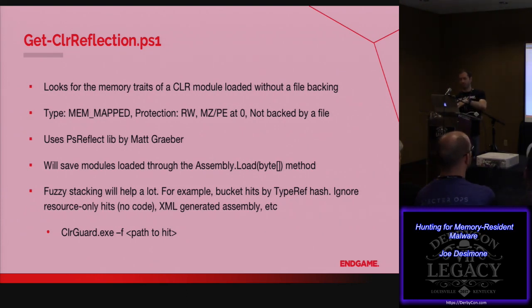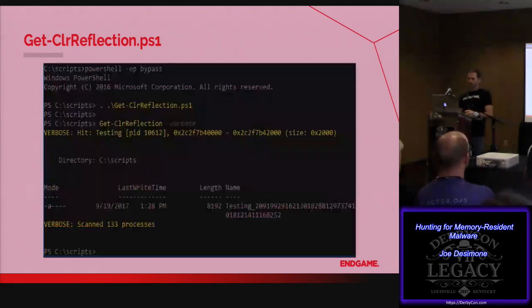I didn't want to write my .NET parsing in PowerShell, so I gave a little flag for the other project, CLR Guard. You just do -F, and it'll dump out a bunch of stuff for you, so you can chain those together. This is just an example of running it. You just call Get-CLRReflection -Verbose, and it'll loop through every process. If there are any hits, it'll give you the PID and the memory region associated with it, and then it'll save it out to disk.